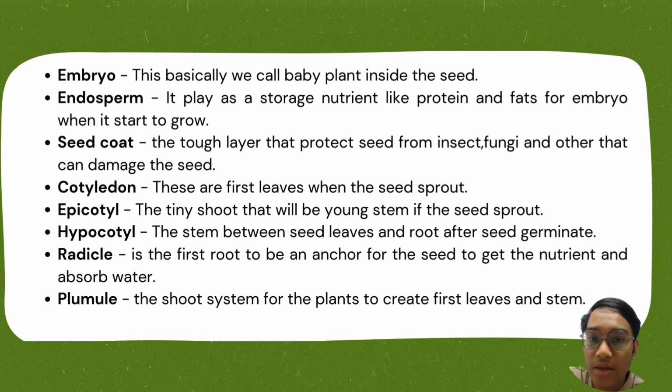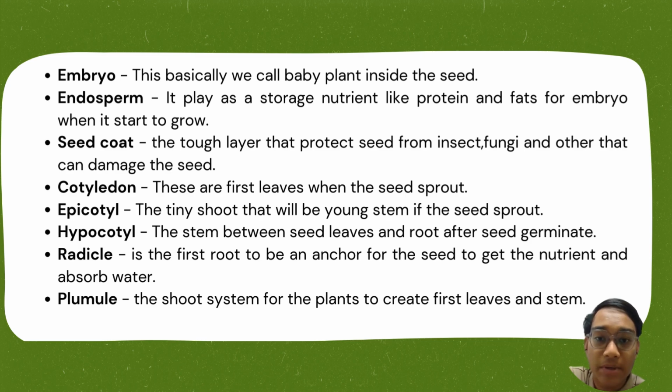The seed coat is the tough layer that protects the seed from insects, fungi, and other things that can damage the seed, for example water or animals. After that, I will go to the other parts of the seed. So number one is the cotyledon. Cotyledons are the first leaves when the seed starts to sprout.